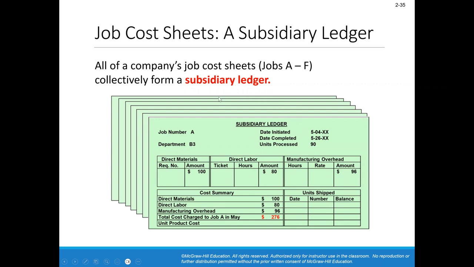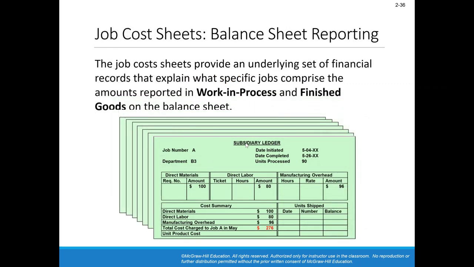All of these jobs that are in process, we're going to add them up, and that's going to give us our balance for work in process. And for direct materials, of course, every time we move direct materials from the warehouse to a job, we're going to decrease the inventory in direct materials and increase work in process.